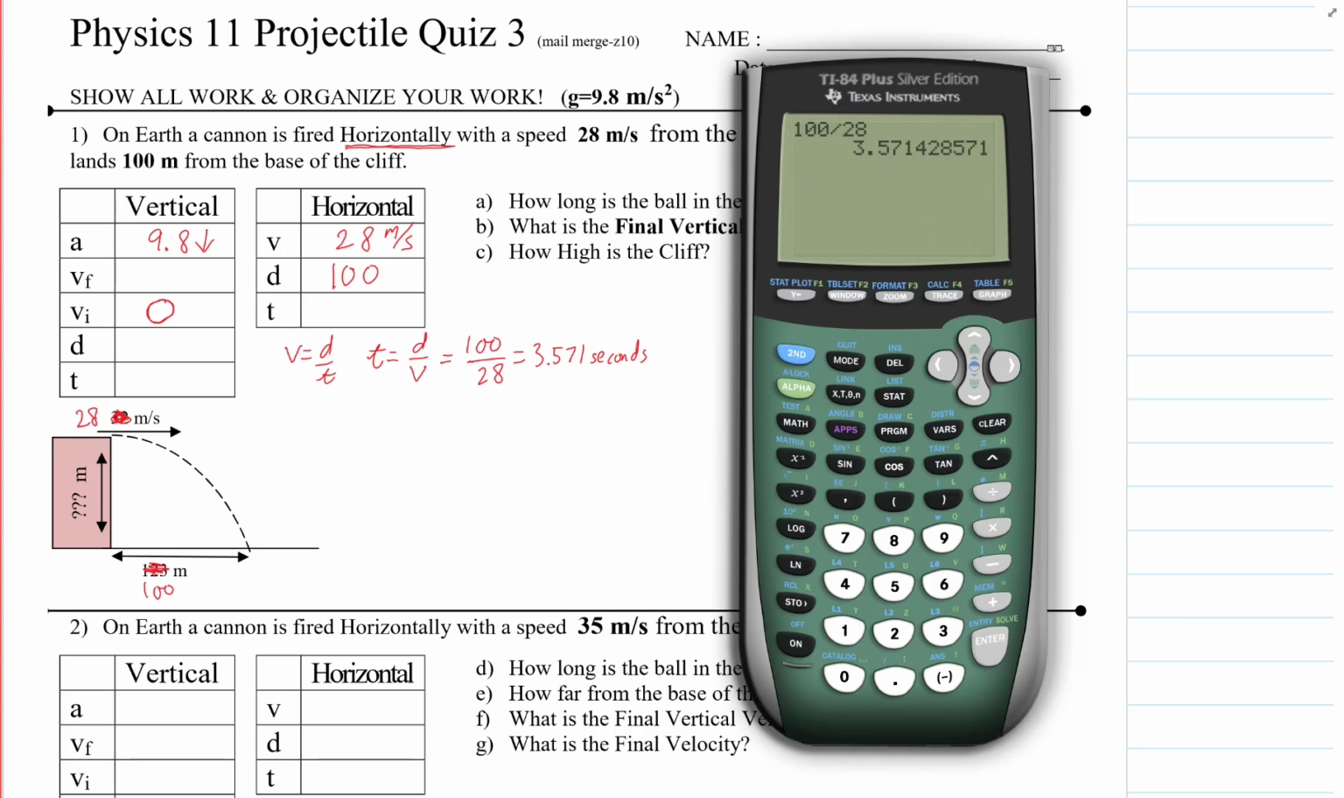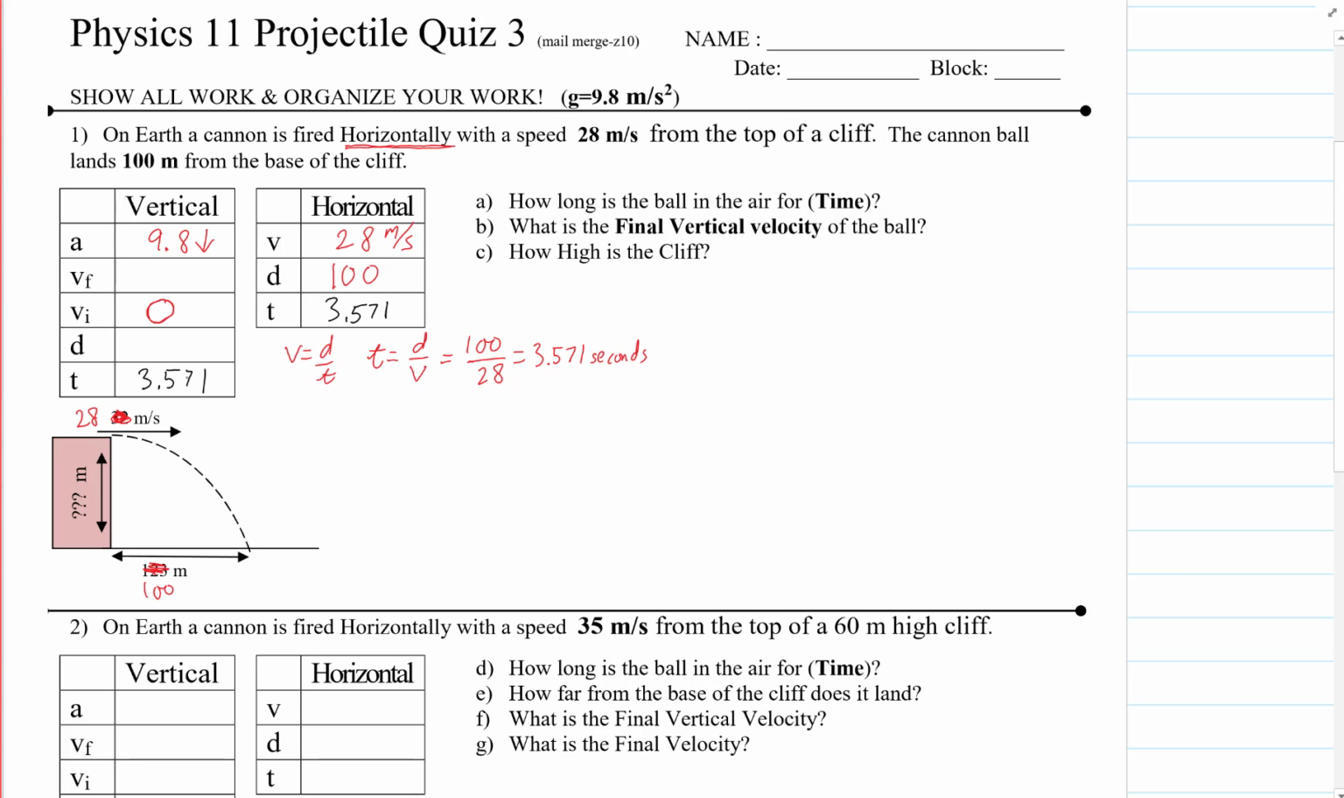So I'm going to change it to black now because these are the things that I calculated. 3.571. And the time is 3.571. Now we have three things in the vertical direction. This will allow us to calculate the other two values. What is the final vertical velocity? That is this. It's asking for that value.